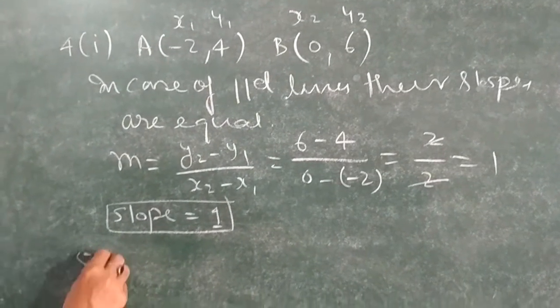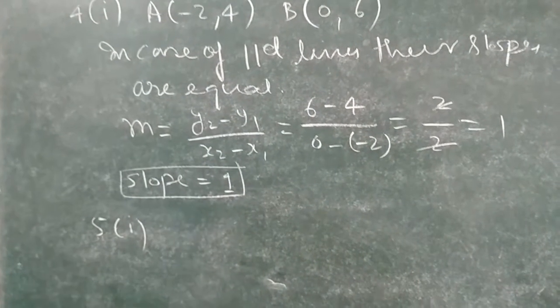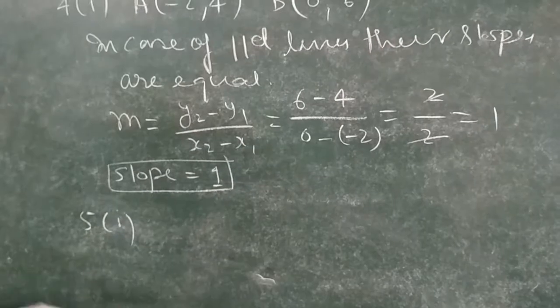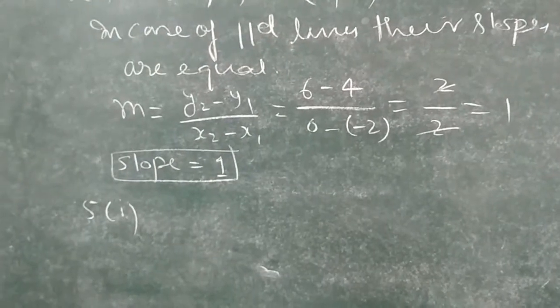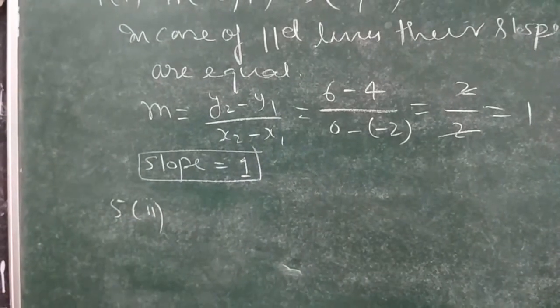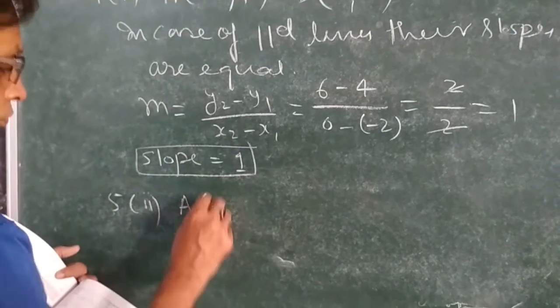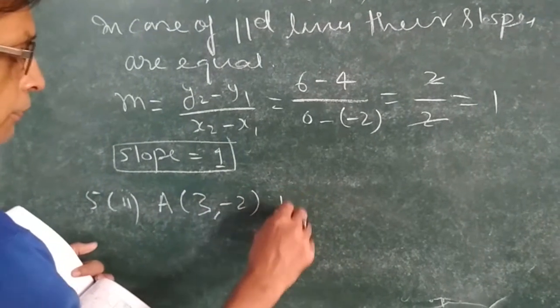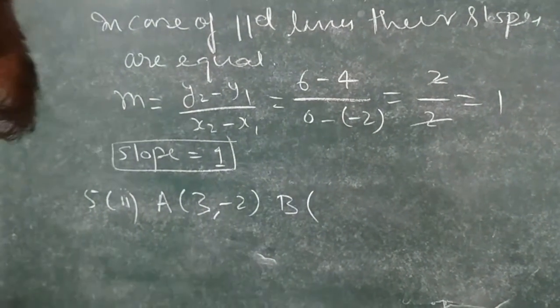Now, the fifth part. We have to find the slope of the perpendicular line to AB. You are given, the second part I tell you, A equal to 3 comma minus 2 and B is given minus 1 comma 2.